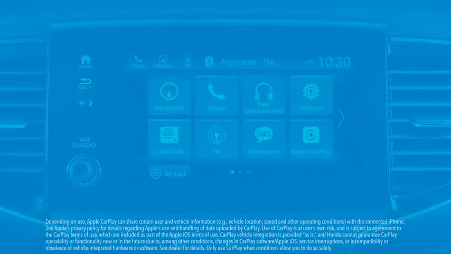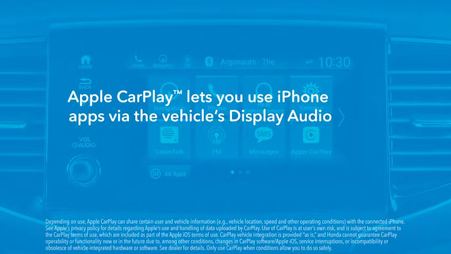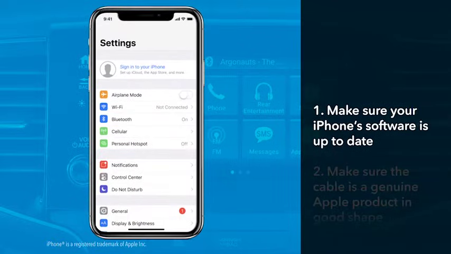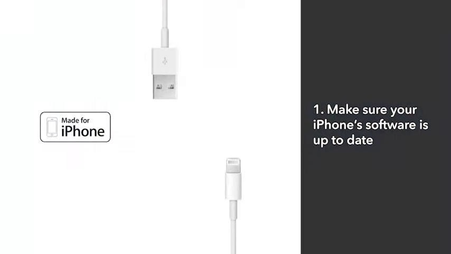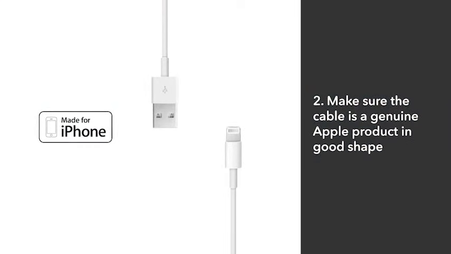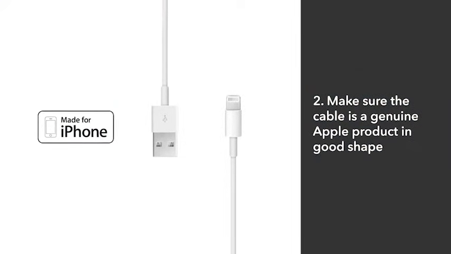Connecting an Apple CarPlay-compatible iPhone to the display audio lets you enjoy many of the iPhone's functions through the display audio touchscreen without having to touch the iPhone. First, make sure your compatible iPhone has the latest software update. Plus, it's critical that the cable you use is a genuine Apple cable and that it's not worn or damaged.